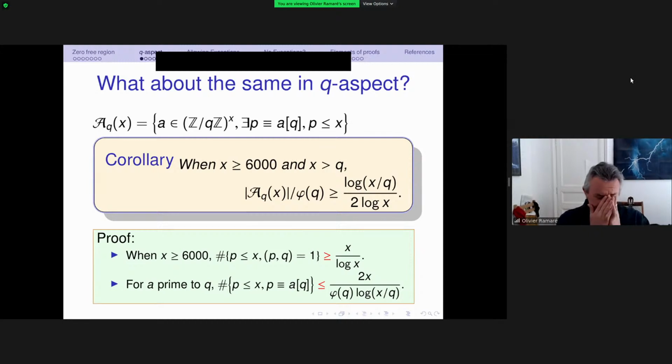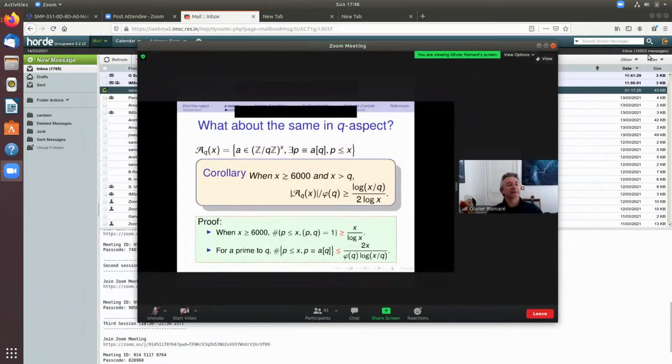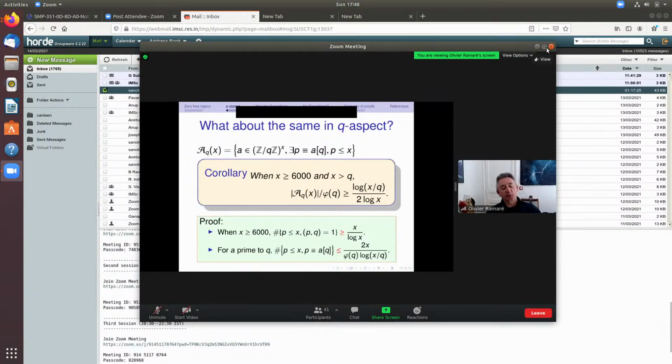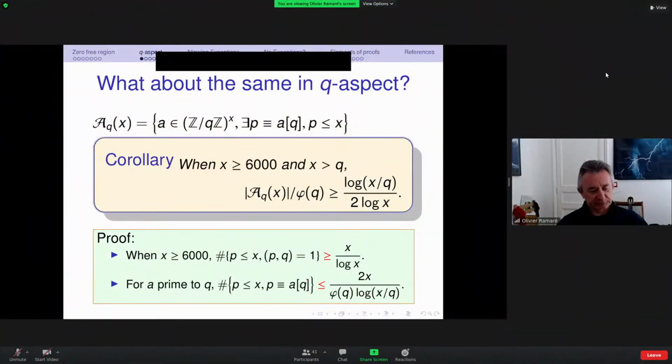Okay, so what can you do? You see the Brun-Titchmarsh inequality, it has two aspects. You have the size, p in an interval, and you have p congruent to a modulo q. So can you mimic this interval in the q aspect? In fact, in the paper by Ramachandra and Balasubramanian a long time ago, the q aspect was also used, but in a very different manner.